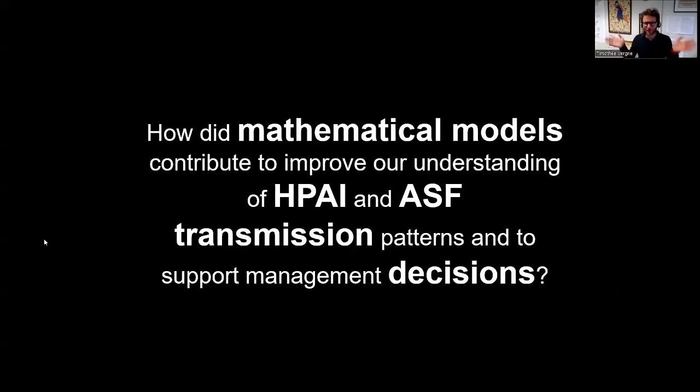I rephrased the topic of my talk as this question: how did mathematical models contribute to improve our understanding of HPAI and ASF transmission patterns, and to support management decisions for the ministry? So that will be the question that I will try to develop during the next 20, 25, 30 minutes.